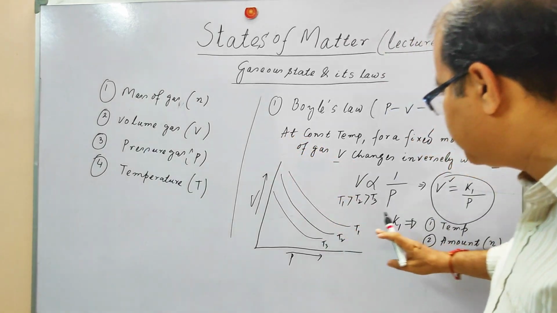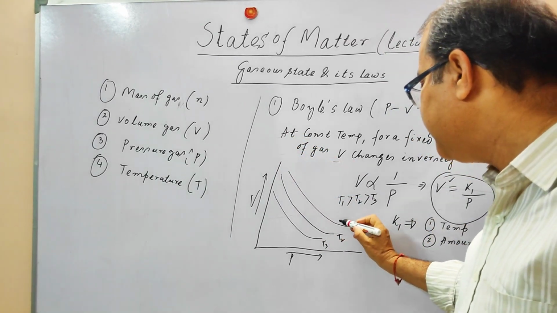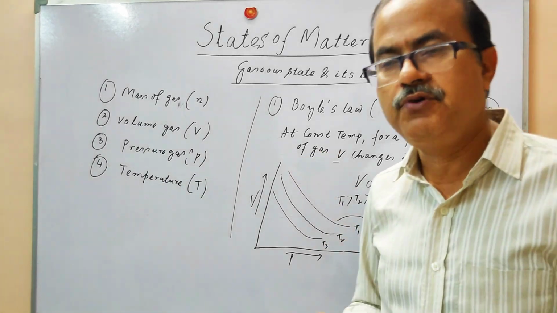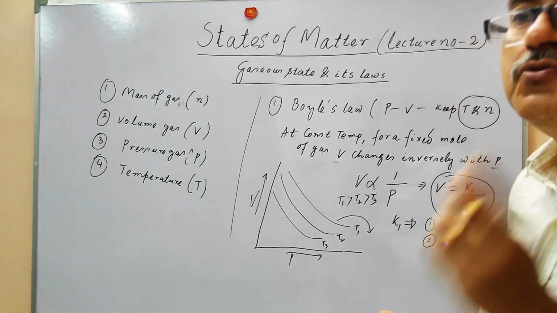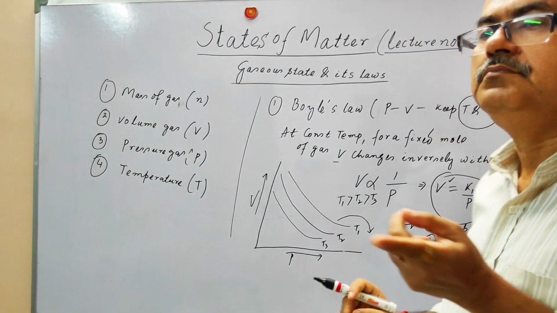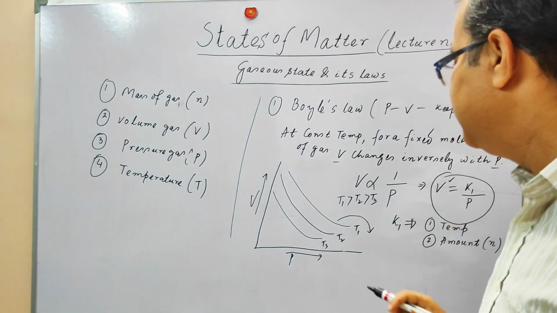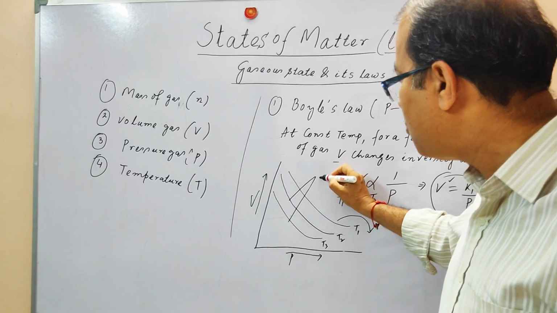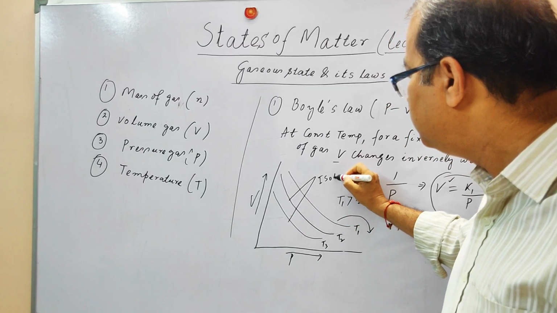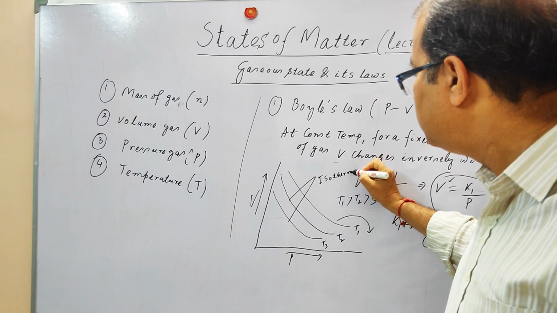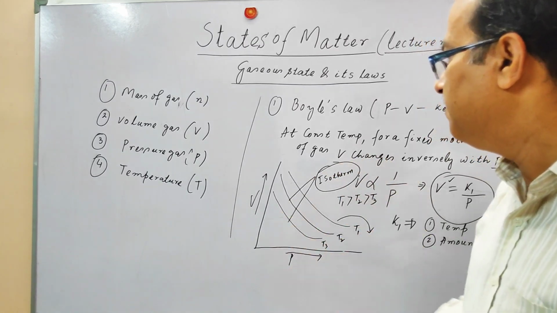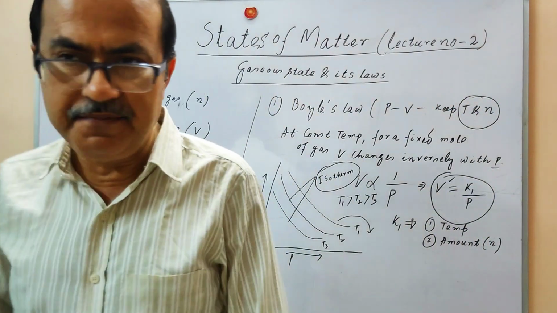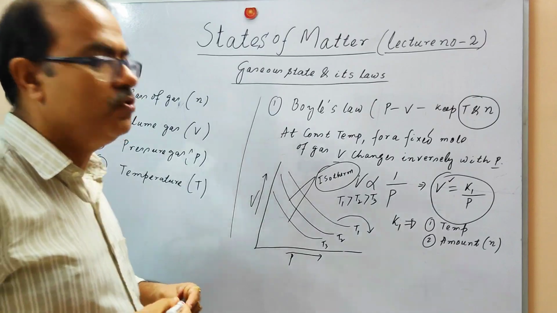So this is the graphical representation, and you can find the K value for each curve is different, because for a fixed amount of material, a fixed number of moles of the gas, the constant will be different. That is why you see these different curves, and each curve is called an isotherm. We can represent this graph in other ways also, which we are going to discuss.